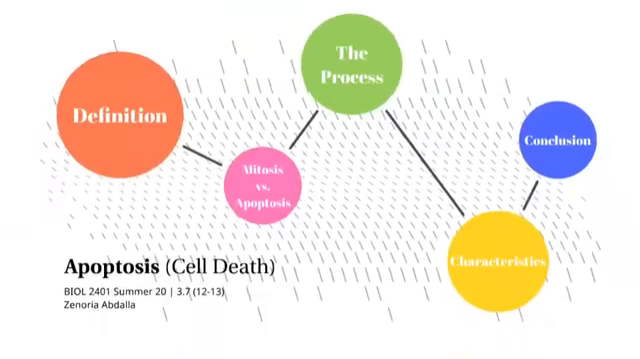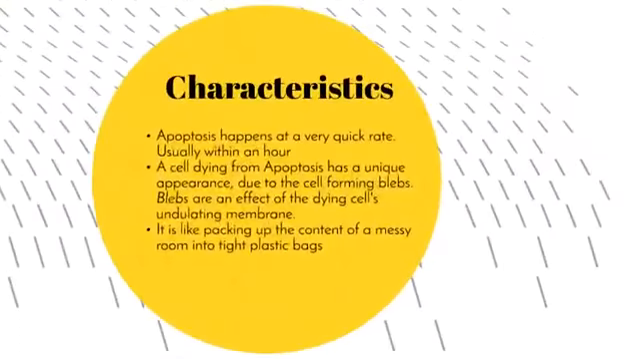So let's go into some characteristics that are specific to apoptosis. Apoptosis happens at a very quick rate, usually within an hour. It doesn't take long. A cell dying from apoptosis has a unique appearance due to the cell forming blebs. Blebs are an effect of the dying cell's membrane, so the membrane that's being destroyed. And you can look at it as like it's packing up the contents of a messy room into tight plastic bags. So you can kind of compare that.